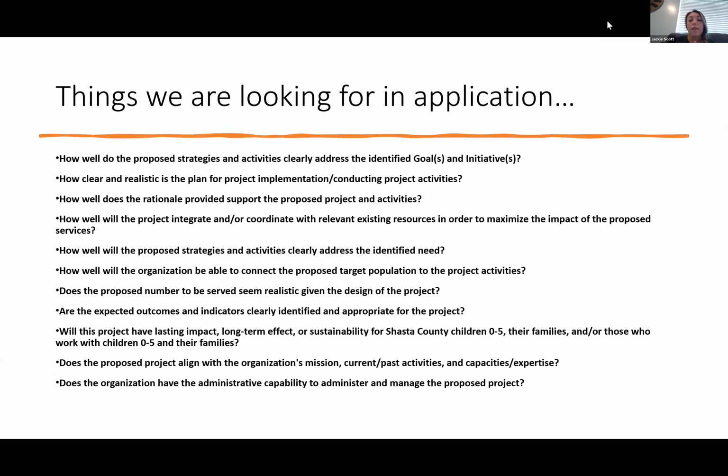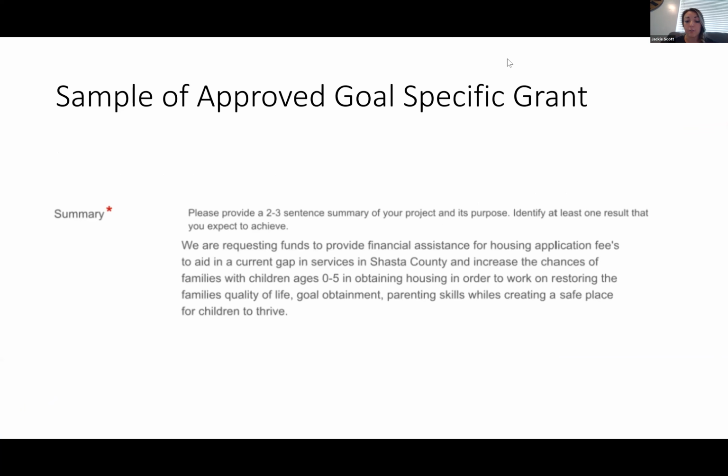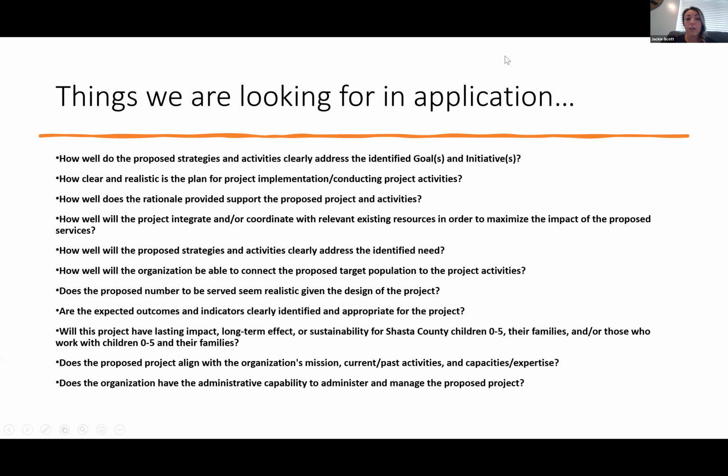Okay, so I want to really drill down to what we're looking for so I can help you kind of critically think about how you want to frame your application. And I took these questions off of one of our rubrics that we use to make decisions. So I just want to talk about some of these things and think about these as you're writing a grant. As you're writing your grant, how well do the proposed strategies and activities clearly address the identified goals and initiatives? Are you addressing those things? Does it match? Is your project realistic? Do you have the staff capacity to execute the project?